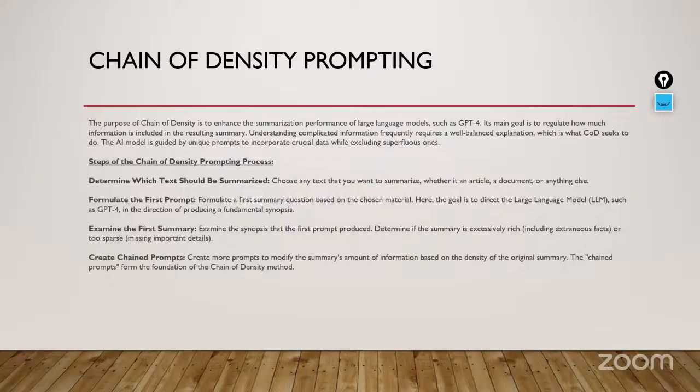So create more chain prompts to modify the summary's amount of information. Like if the most important information from the original data is missing, what can we do? We can again tell our model to do this, we can add a prompt, create a chain prompt for this. So the chain prompts form the foundation of the chain of density methods.